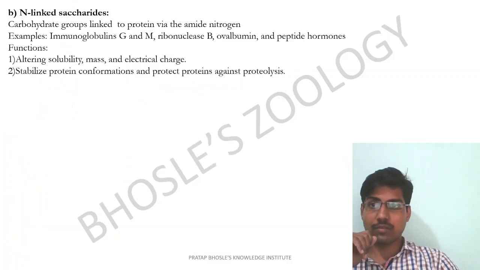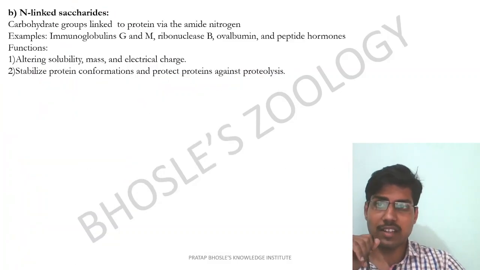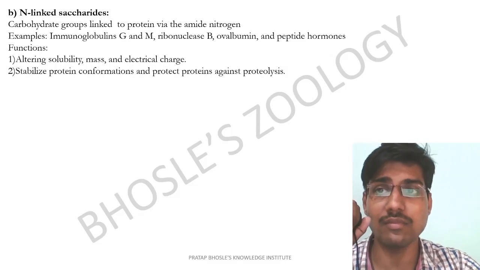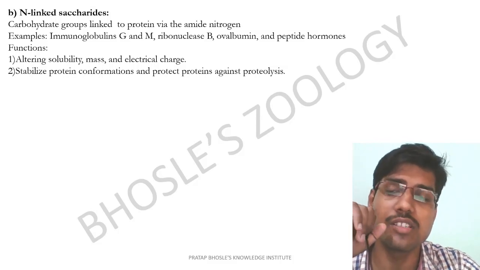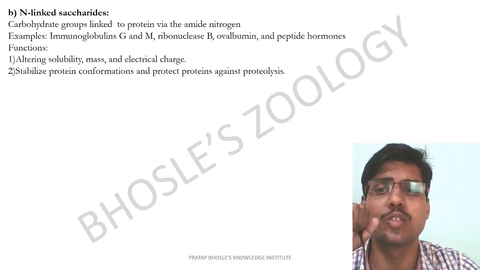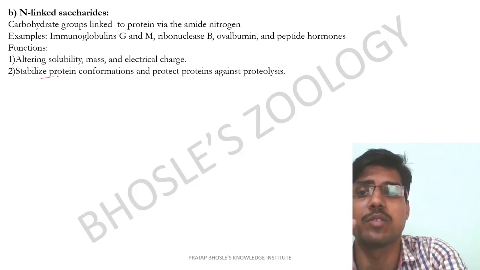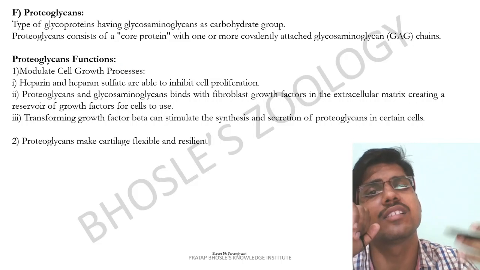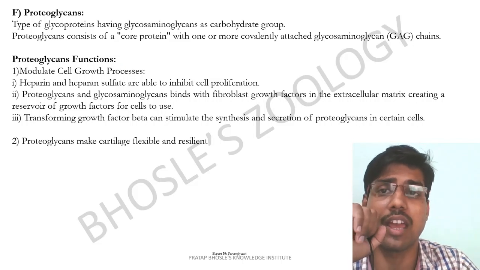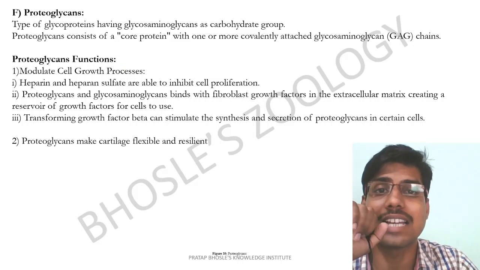Next, what about N linked saccharides? These are linked via amide nitrogen, for example immunoglobulins G and M. And the functions of N linked saccharides are altering the solubility, mass, and stabilizing the protein conformations. Okay, next, proteoglycans: these are nothing but a type of glycoproteins but have glycosaminoglycans as the carbohydrate group.